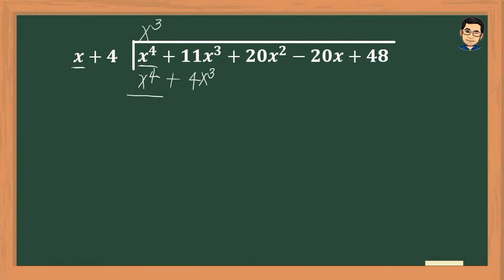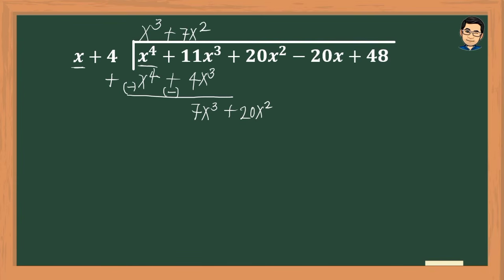And then, we subtract. So, x to the 4th power will become negative. And then, 4x cubed will also become negative. And then, we add. So, x to the 4th power plus negative x to the 4th power, that is 0. And then 11x cubed plus negative 4x cubed, that is 7x cubed. Then we bring down 20x squared. Then we repeat the process. 7x cubed divided by x, that is 7x squared. So, that is 3 minus 1.